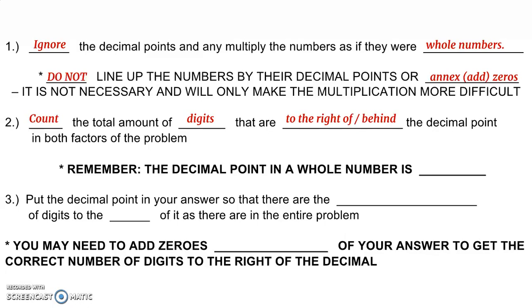Remember that the decimal point in a whole number is at the end, which means there's nothing behind it, no decimal places behind it. And we're going to put the decimal point in your answer so that there are the same number or amount of digits to the right as there are in the entire problem. And again, as we learned in that last example, we may need to add zeros to the left or in front of your answer to get the correct number of digits to the right of the decimal.